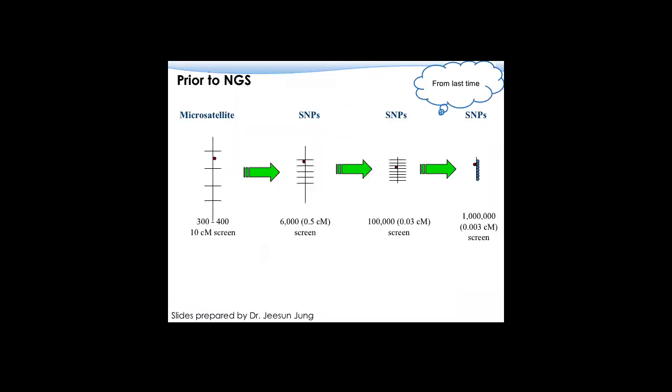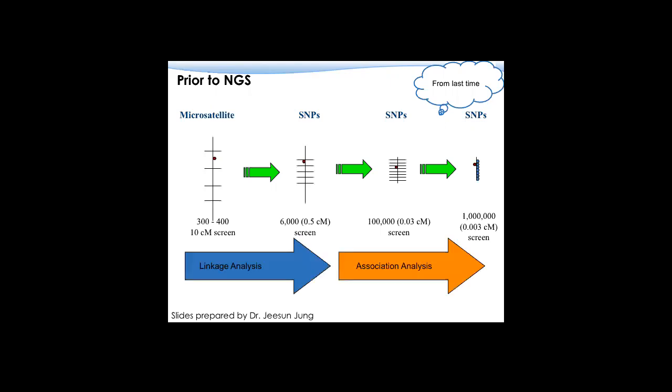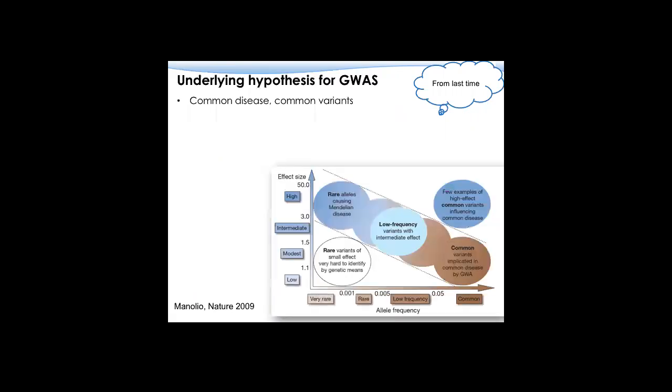We also talked about the biological question we want to answer, and because of technology development, initially we used microsatellites, then fairly loose SNPs, and then much denser SNP arrays. The analysis is either family-based linkage analysis, or a simple association analysis, looking at the association of different genetic markers with the phenotype of individual patients. That is usually called GWAS, genome-wide association studies.